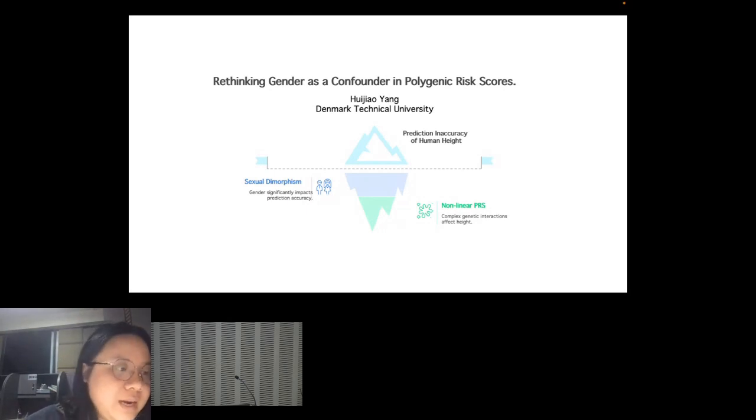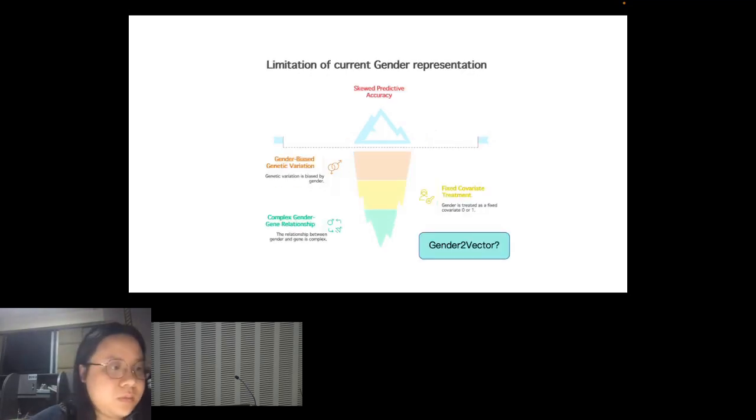So the focus of this study is to regard gender as a confounder and consider how to address it in nonlinear PRS. Traditionally, gender is represented as a fixed covariate, but the effects of gender could be complex. For example, there are different genetic architectures across gender cohorts, and also effects from the sex chromosome. The simplified gender representation can miss this information. So the next step is to consider some high-dimension vector. I call it the gender vector.